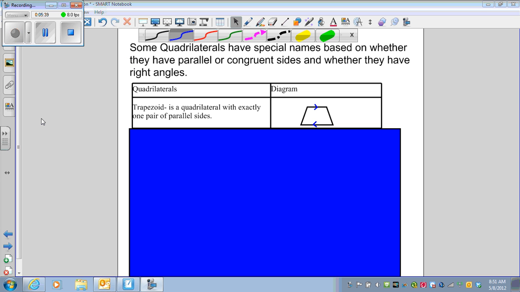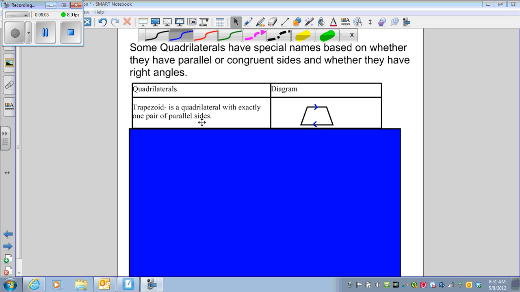So now we're going to move on to the quadrilateral portion of the section and going over some words in special quadrilaterals and the names that they have. These are based on if they have parallel or congruent sides, and it would be nice if you put a table into your notebook that's similar to this. So we have the quadrilateral and the diagram of the quadrilateral.